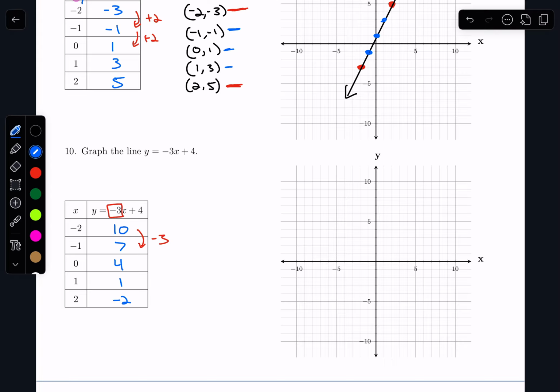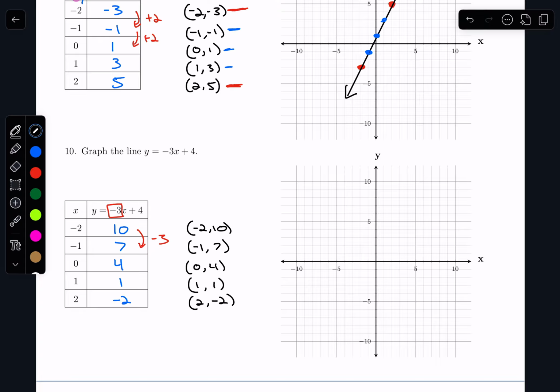So I don't have to keep plugging in x values. I can just use that common difference. Now my ordered pairs are -2, 10, -1, 7, 0, 4, 1, 1, and 2, -2. I can go ahead and graph whichever ones of these I want. Okay, so I just need to use 2. My recommendation though is always choose the 2 that are farthest apart, but still fit on your graph.